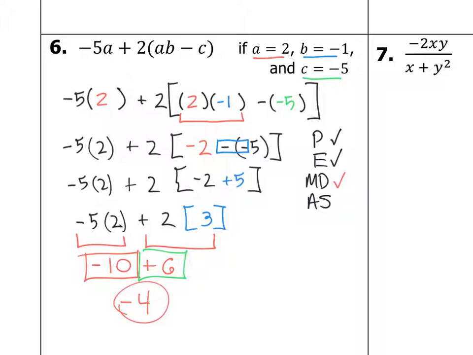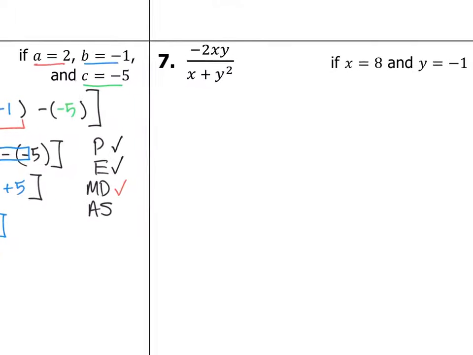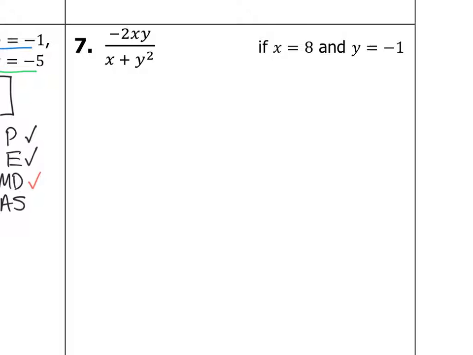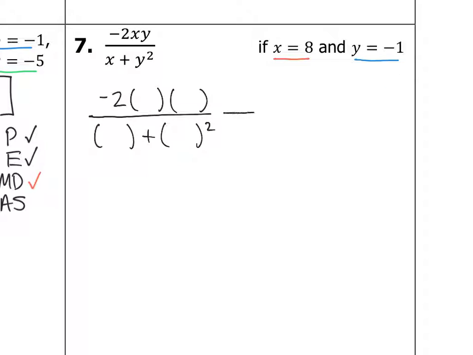Okay, one more problem. For this problem, I have negative 2xy all over x plus y squared. X is positive 8, and y is negative 1. So I'm going to set up the problem like this. Negative 2 times what x is times what y is, all over the value of x plus the value of y squared. Remember that a fraction bar means divide, but we're going to save that for the very end.